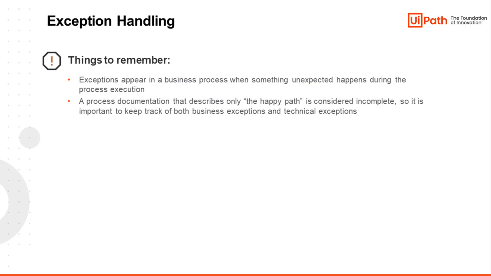Most exceptions are anticipated and documented in the design phase. However, it's almost impossible to cover them all until you encounter them during runtime. Keep in mind that a process documentation that describes only the happy path is considered incomplete, so it's important to keep track of both business exceptions and technical exceptions. During the process deep dive sessions, the business analyst must make sure to uncover all possible scenarios when something might not go as planned. Also, it's essential to include in the documentation the ways in which the automation can handle each exception.